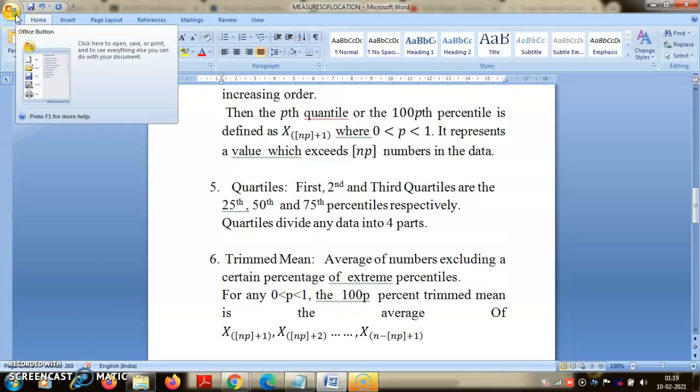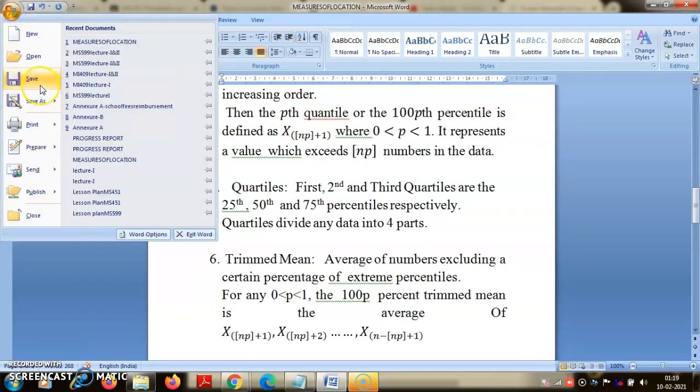In this way, we have defined the different measures of location, and we will find out why these measures of location are interesting or important, and we will investigate their properties. So much for today.